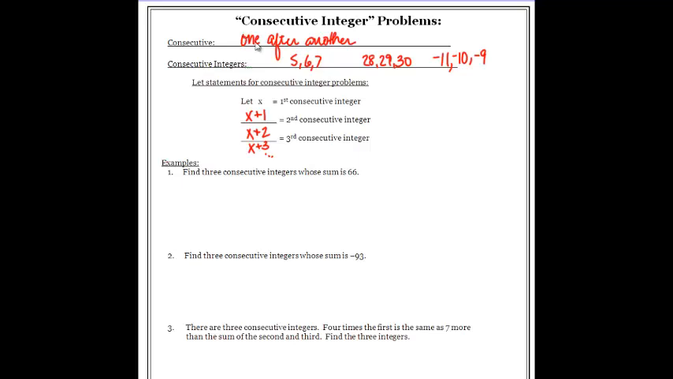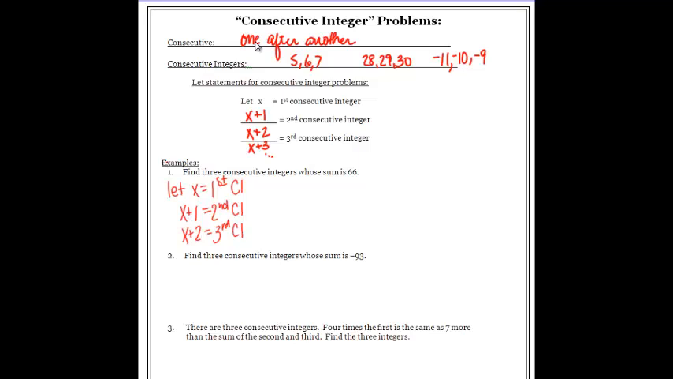Let's try the first problem. Find 3 consecutive integers whose sum is 66. So that means I need 3 let statements. I let x equal the first, and I abbreviate this because consecutive is a long word, so I just write CI. And then x plus 1 is going to be my second consecutive integer, and then x plus 2 would be my third consecutive integer.